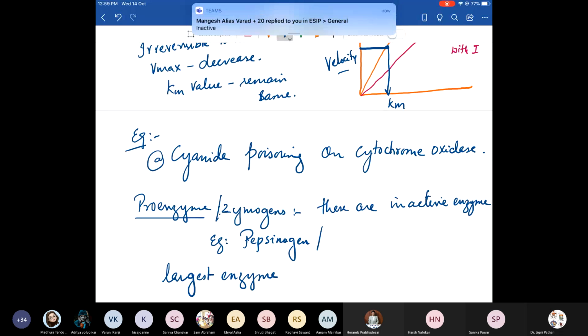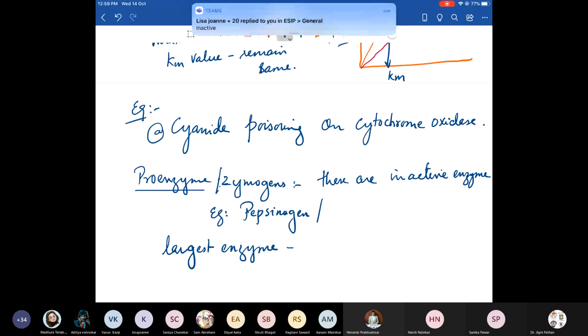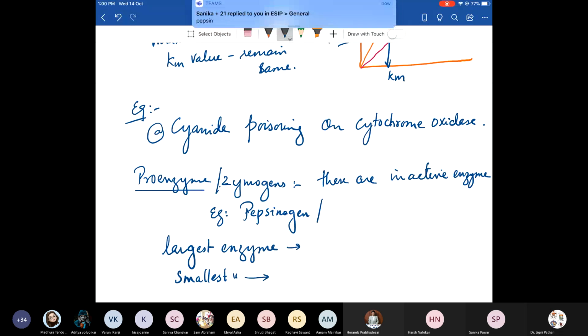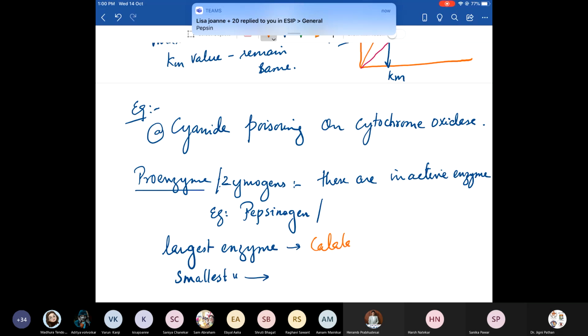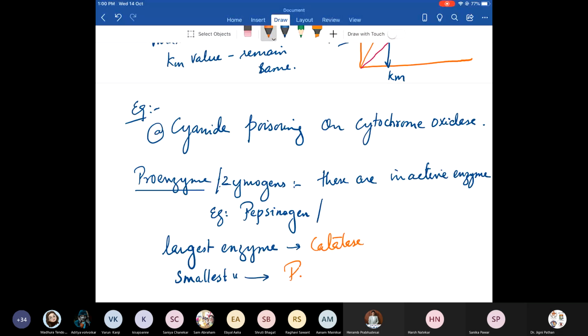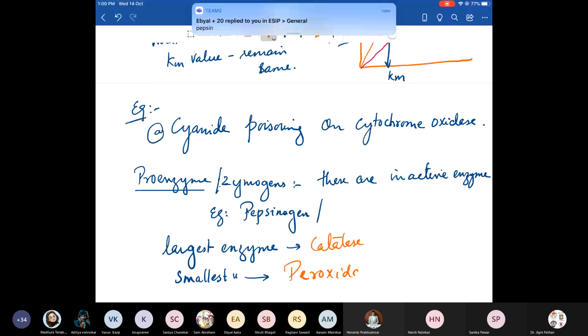Very good. It's inactive. What is the active form of pepsinogen, Mangesh? Pepsin. Very good. Now tell me which is the largest enzyme and smallest enzyme. Who can answer this? You do not use Google, but if you know, you tell me. Otherwise, I'll tell you. Largest enzyme is catalase. The smallest enzyme is peroxidase.